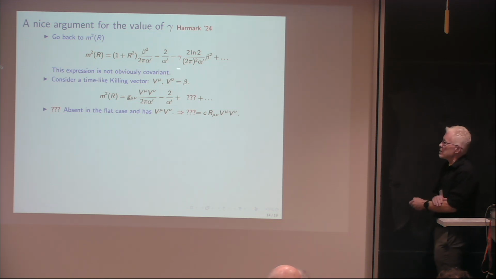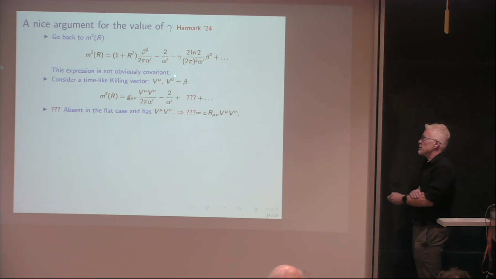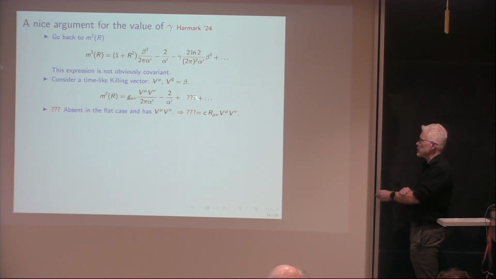Now this expression, as it's written, is not obviously covariant. So what we want is to consider a time-like Killing vector v mu, where the component along the tau direction is going to be beta. In that case, we can write down something that looks covariant for this term and this term by taking g mu nu, because this is basically g00 here, v mu v nu over 2 pi alpha prime, minus 2 pi alpha prime, and then plus something else for this part over here.